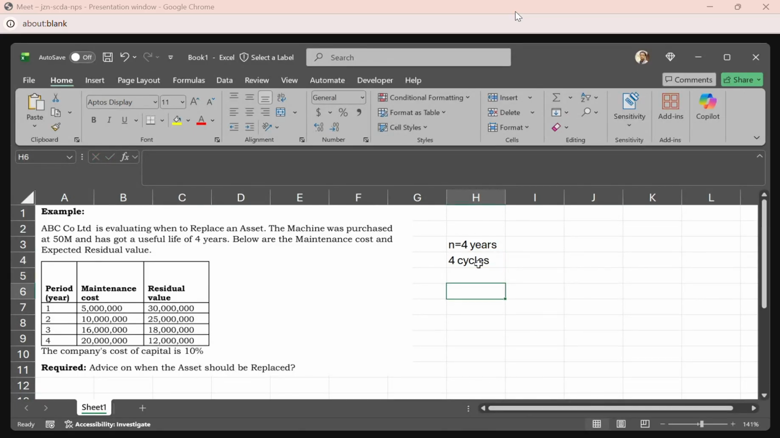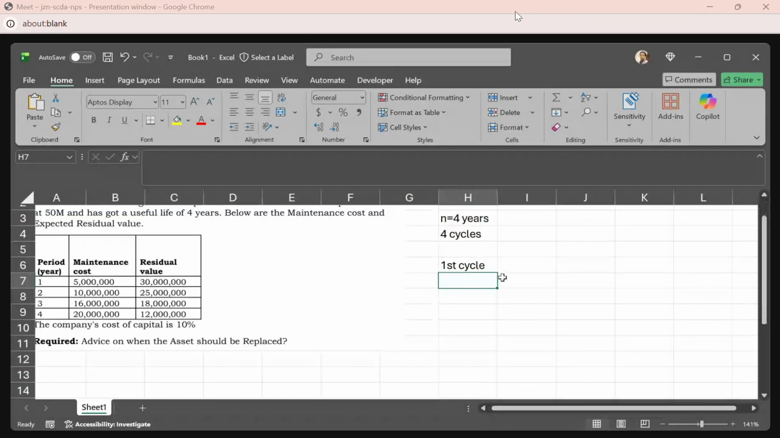We can start on the fourth cycle, go to the third cycle, second cycle, and first cycle. Or we can go with the first cycle, second, third, and fourth. Whatever we want, we can go through that. We can start on whatever cycle, but let's start on the first cycle. The first cycle means it is the first year. Let's consider all the costs and all the benefits.